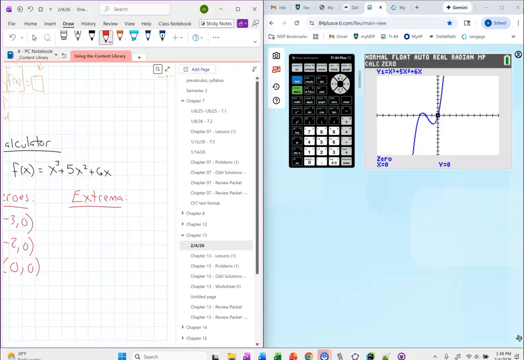Next, we're going to find the extrema. If I look at this, what type of extrema do I have? Locals. I have one local maximum and one local minimum.